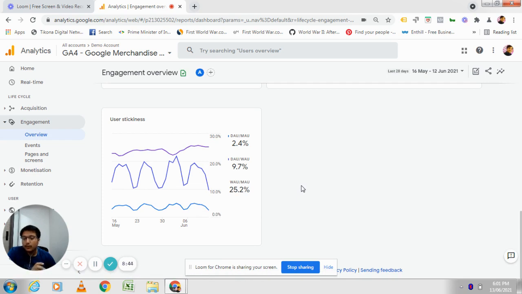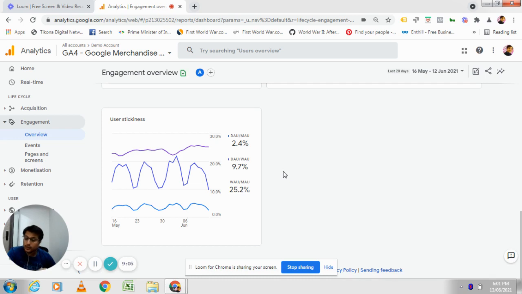So what should be the actual metric? For example, if you are an e-commerce, then 20% of DAU to MAU is a good number. And if you are, for example, a real estate kind of company, then 3 to 4% of DAU to MAU ratio is fine.